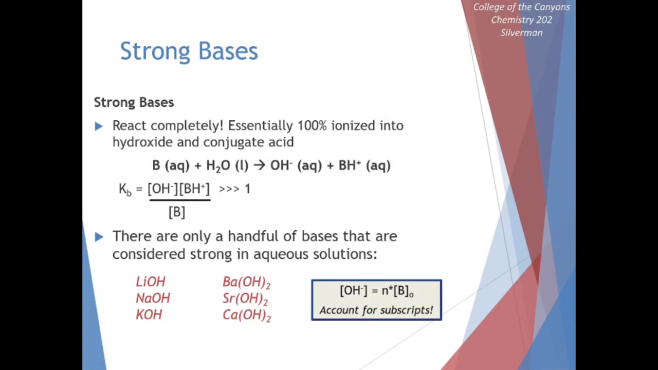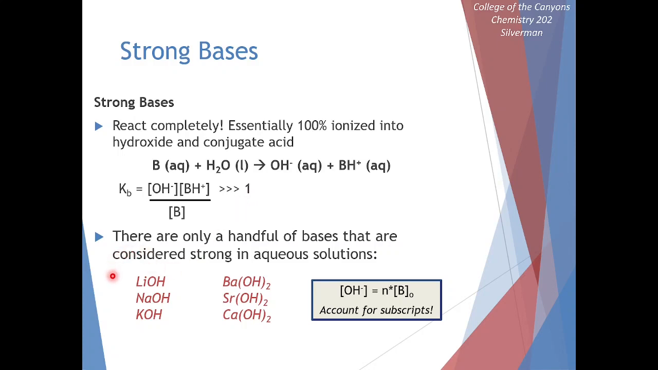We can have analogous definitions for strong and weak bases. Strong bases will also react completely. They'll produce 100% products. If we have a Brønsted-Lowry base reaction, here we have some generic base, its generic conjugate acid, and some hydroxide. Okay, we can have this equilibrium constant known as Kb for our Brønsted-Lowry base reaction. Strong bases will have a Kb value much, much bigger than 1.